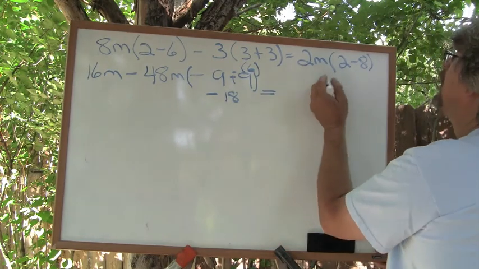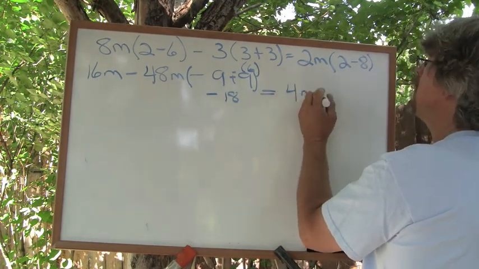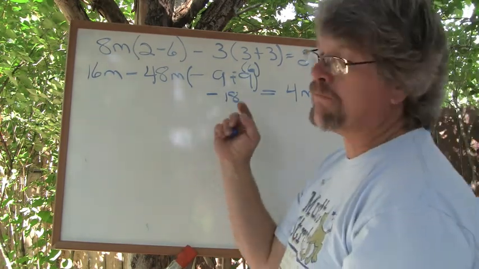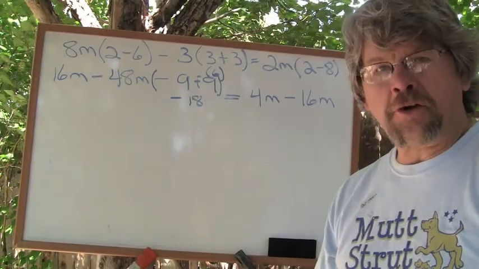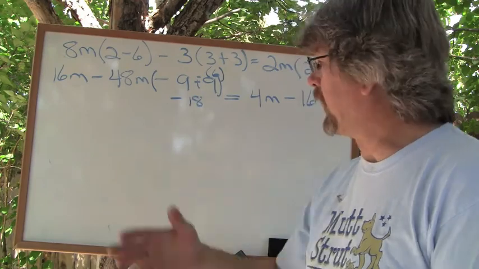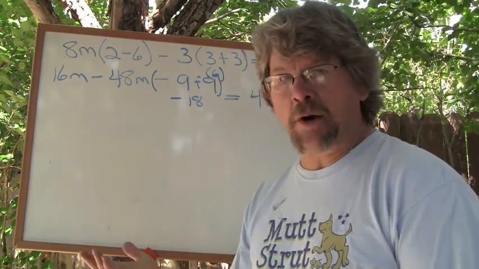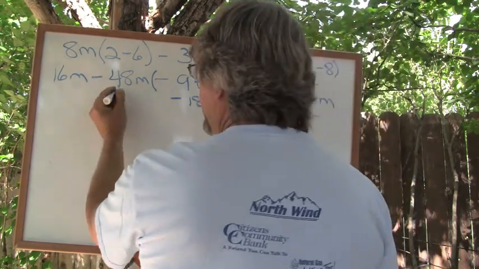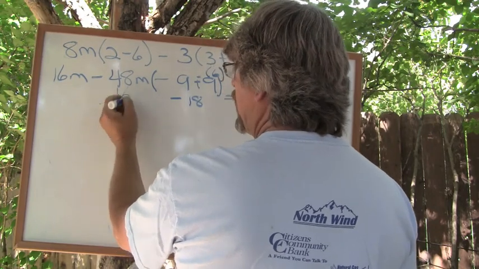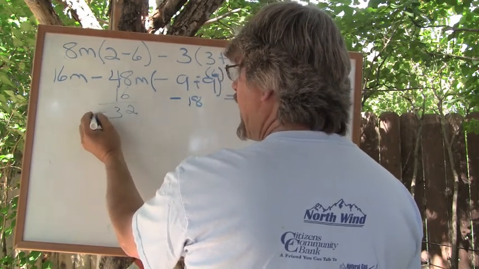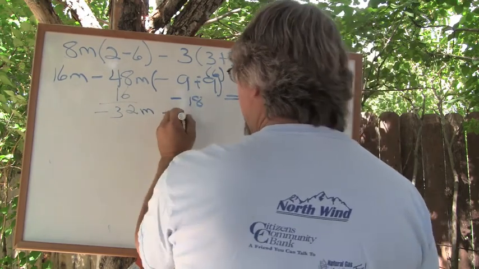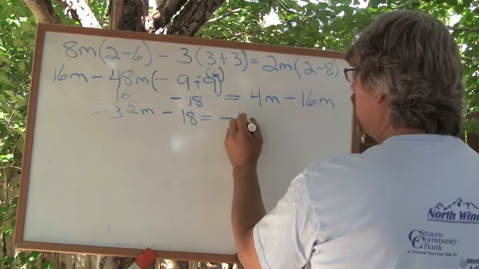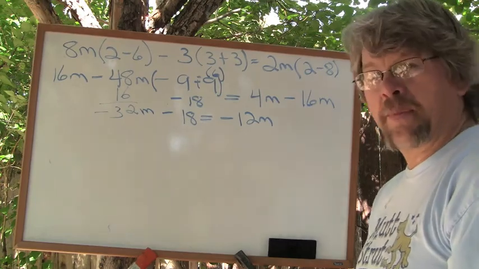And then this equals 2m times 2 is 4m. 2m times -8 is -16m. So we've got a great big long hairy expression here. So we can continue just systematically, step by step, solving this great big bad looking equation that's really not that tough. You collect the like terms. 16m minus 48m, we're going to subtract those. That's going to be negative 32m minus 18 equals 4m minus 16m, which is negative 12m.